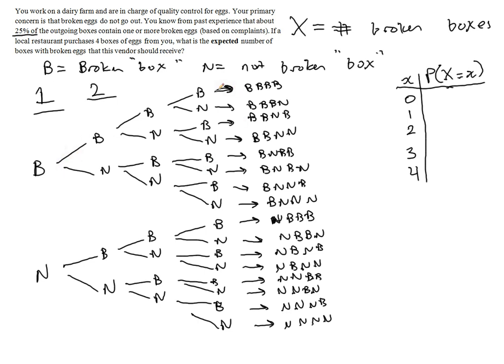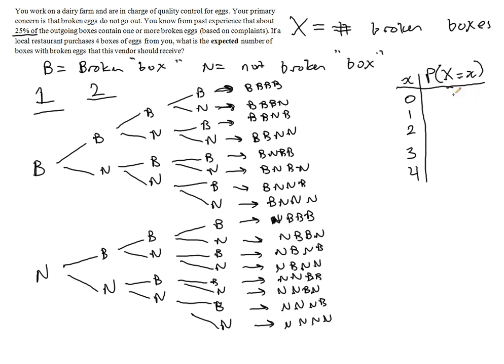To get this arrow, that'd be B, B, B, B. To get this next arrow, B, B, B, N. To get this arrow, B, B, N, B, B, B, N, N. So I'll spare you the reading of all of these, but that would be how I would go about doing them. Okay, so each of these has a different probability. These are all AND rules. If you get B, B, B, B, that's broken and broken and broken and broken.